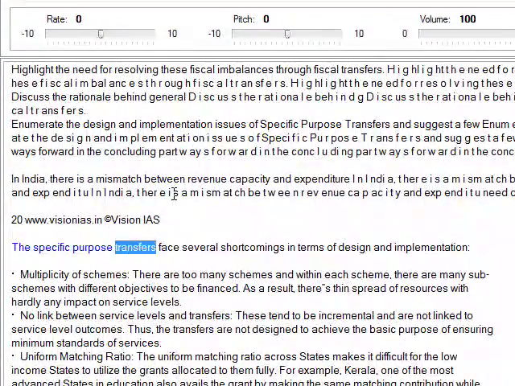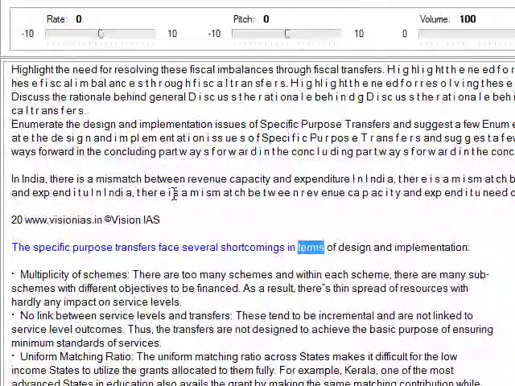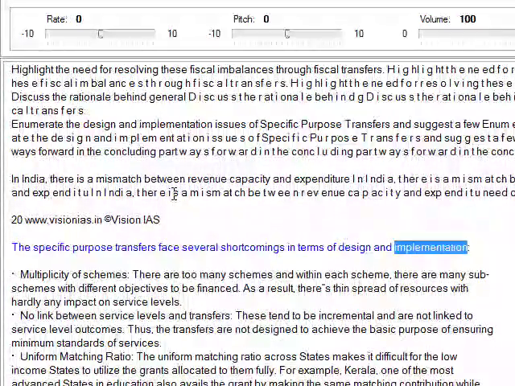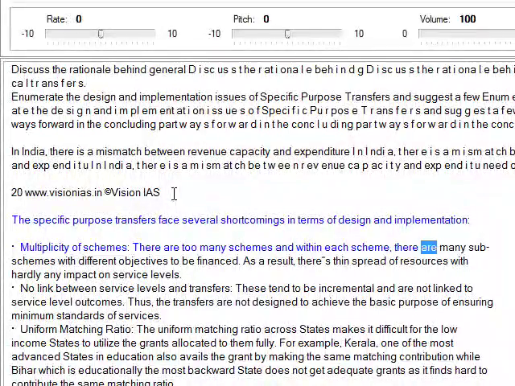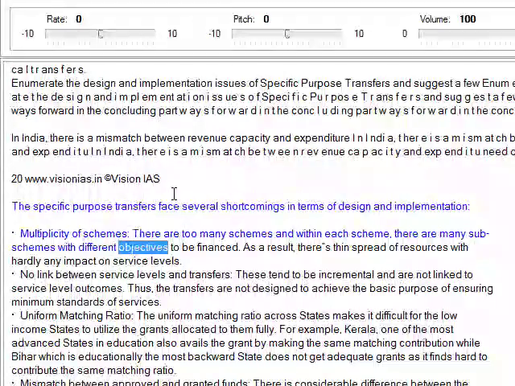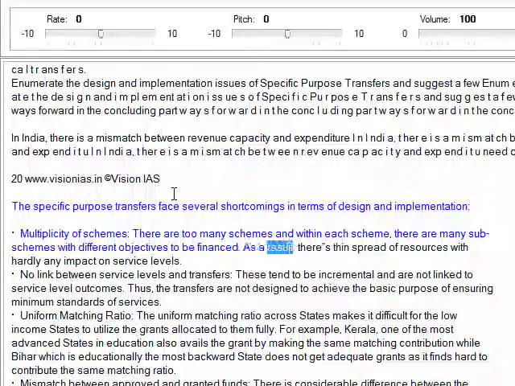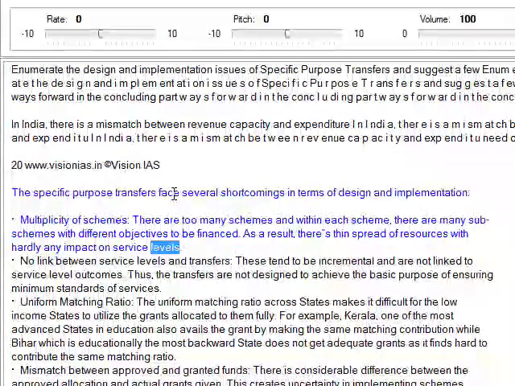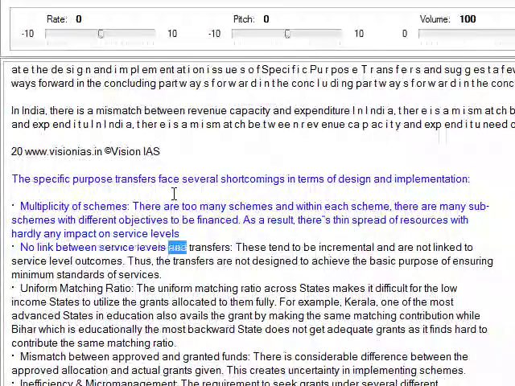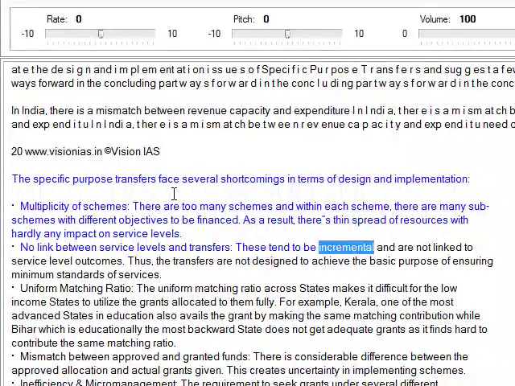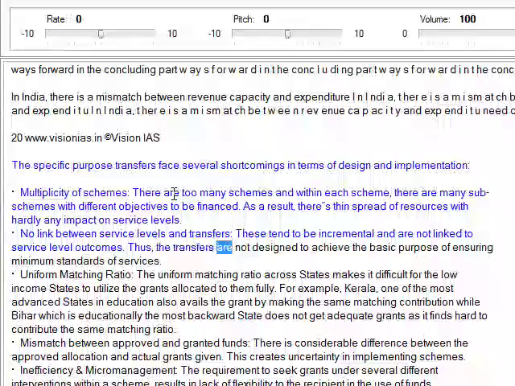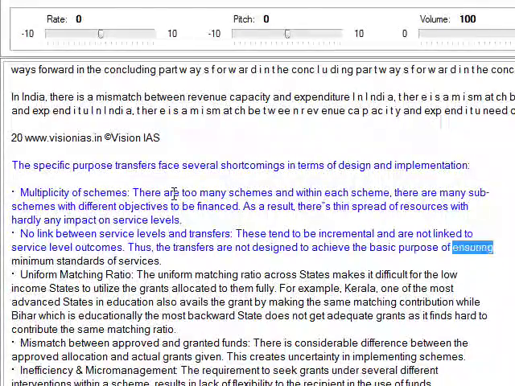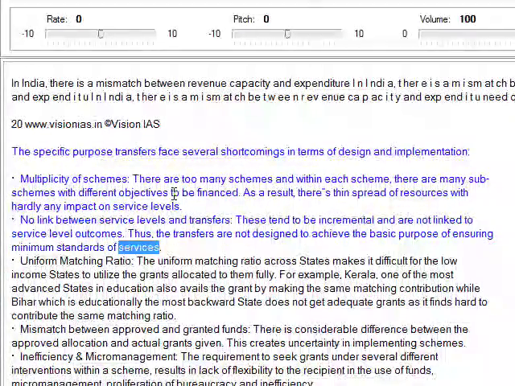The specific purpose transfers face several shortcomings in terms of design and implementation. Multiplicity of schemes: there are too many schemes, and within each scheme, there are many sub-schemes with different objectives to be financed. As a result, there is a thin spread of resources with hardly any impact on service levels. No link between service levels and transfers: these tend to be incremental and are not linked to service level outcomes. Thus, the transfers are not designed to achieve the basic purpose of ensuring minimum standards of services.